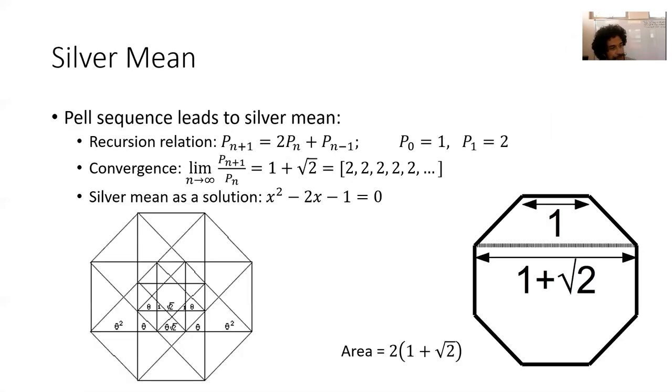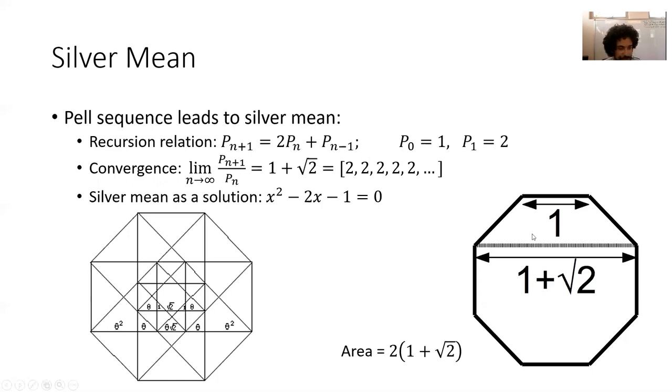Okay, so now let's dive into the silver mean. Rather than having a Fibonacci sequence, it's described by a Pell sequence. It's given by this recursion relation, which has a 2 instead of a 1, which would be there for the golden ratio. So the silver mean is a solution to this quadratic equation, and it has this continued fraction representation in terms of all of these 2s.